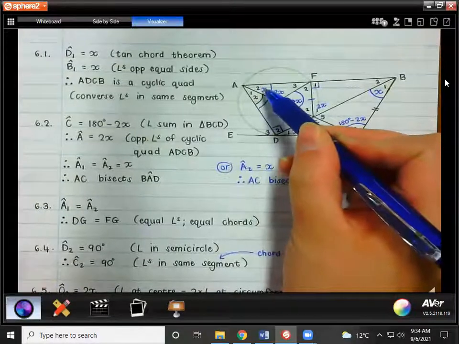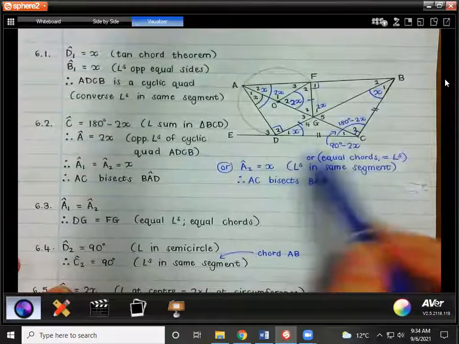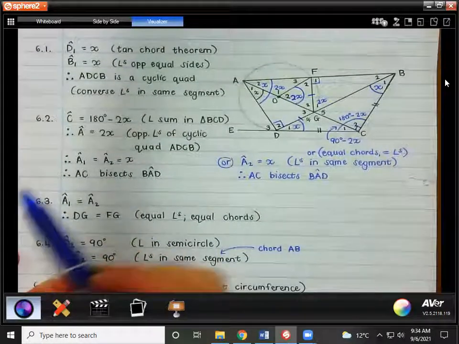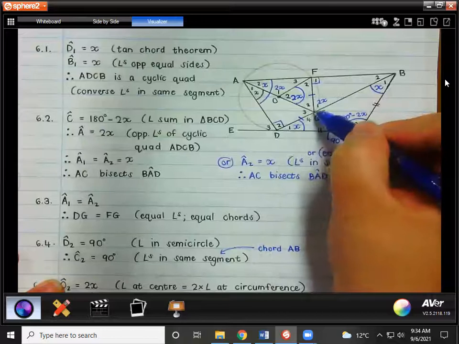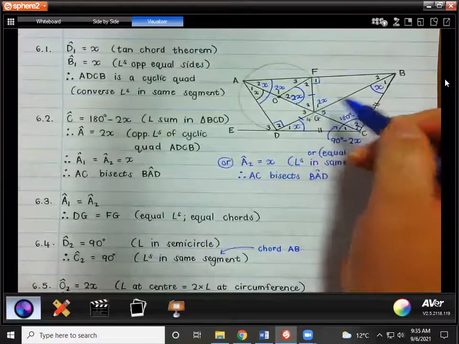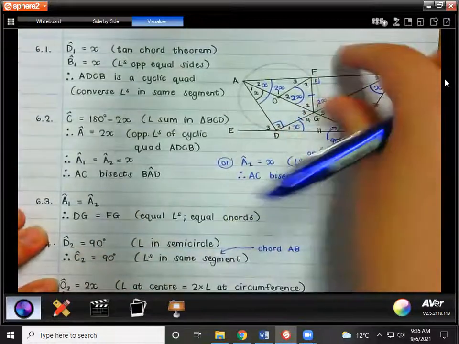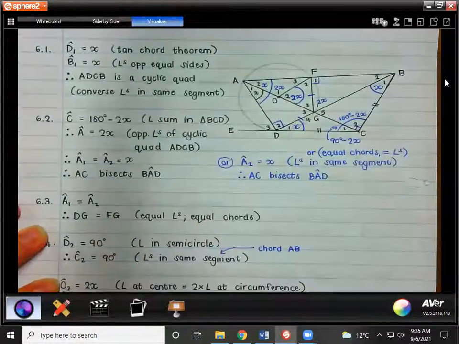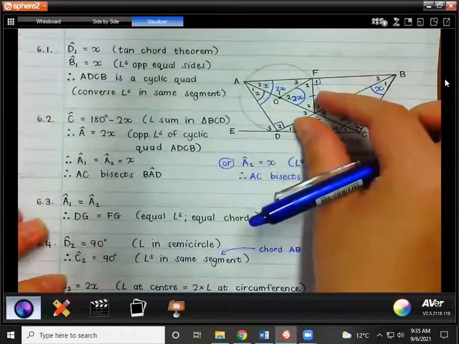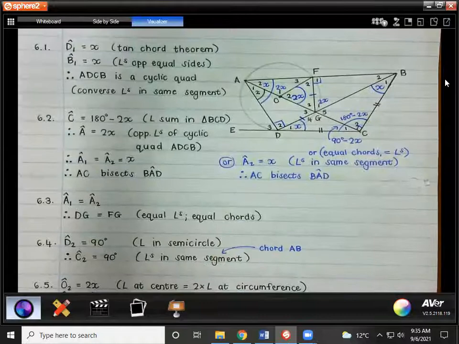Then in 6.2, we proved that AC bisects this whole angle. In other words, that is x and that is x. Someone in the class came up with a shorter method than what I did, so we wrote that shorter method down. In 6.3, we proved that DG is equal to FG. We did the converse of equal chords, equal angles. Remember that if you have equal chords, they will subtend equal angles at the circumference. We saw that these 2 chords already subtend equal angles at the circumference, so they have to be equal. That is why the reason is swapped around: it's equal angles, equal chords. That was 6.3.